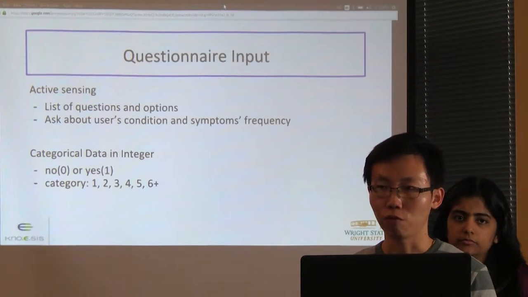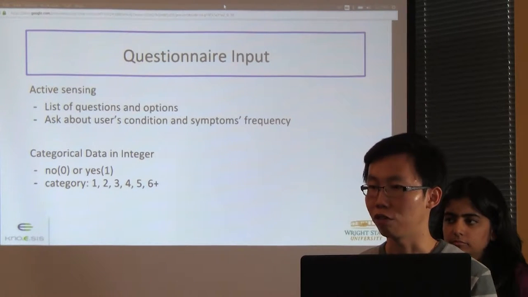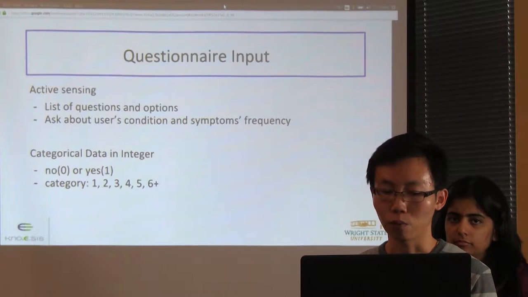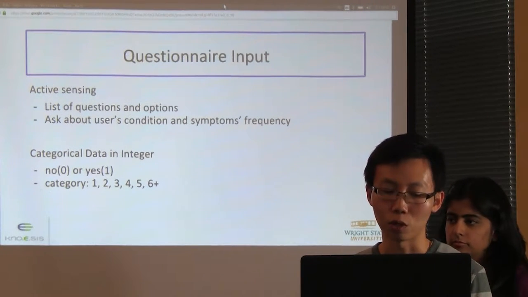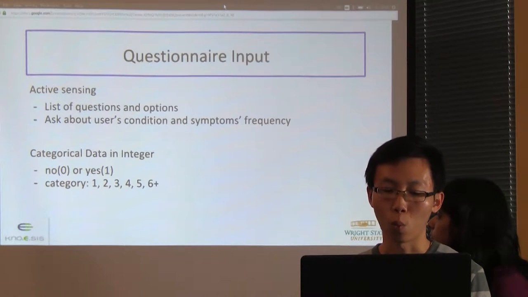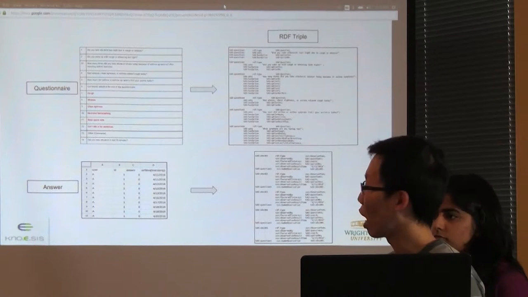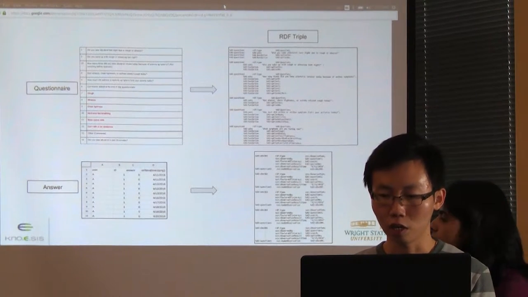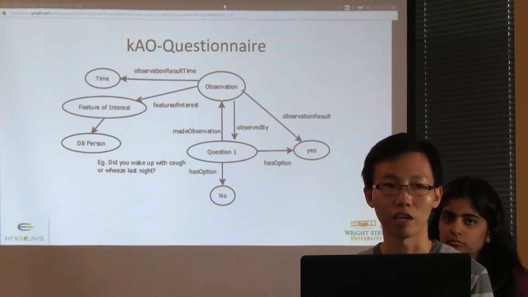For each question, they will have several different options. When we get the data from a questionnaire, it is categorical data in integer form. For example, 0 represents no, or 1 represents yes. So for the questionnaire and the answers obtained from the user, we convert them into RDF triples, and this is how it's represented in the RDF graph.